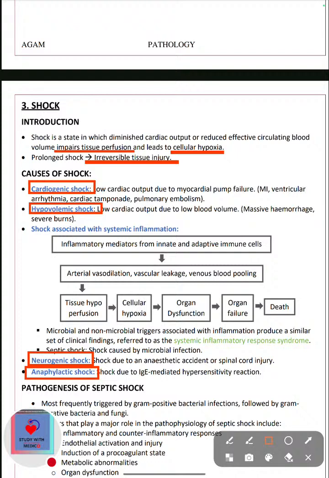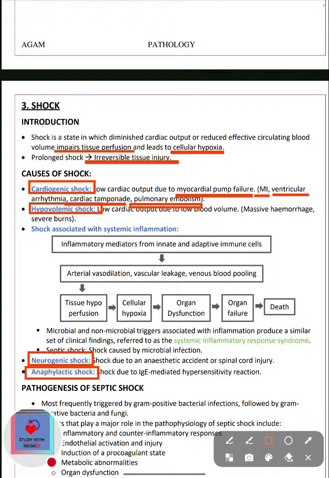So talking about cardiogenic shock. Low cardiac output due to myocardial pump failure. This is the common one. So here the myocardial pump failure is there, like MI, ventricular arrhythmia, cardiac tamponade, pulmonary embolism. These kind of things are seen in the cardiogenic shock where the pump failure is there because of the MI, because of arrhythmias, because of cardiac tamponade, that is nothing but pericardial effusion, and pulmonary embolism.